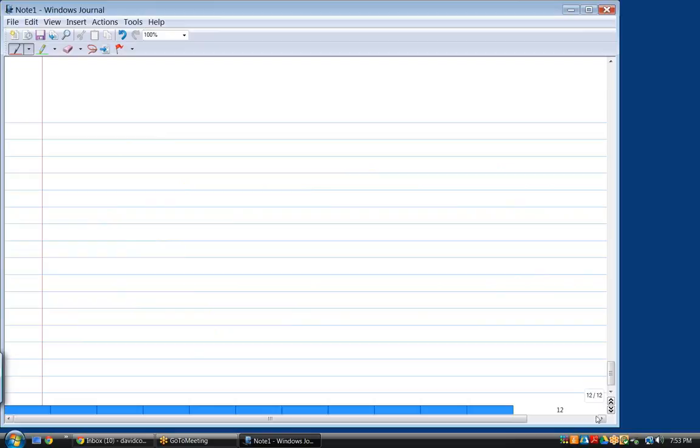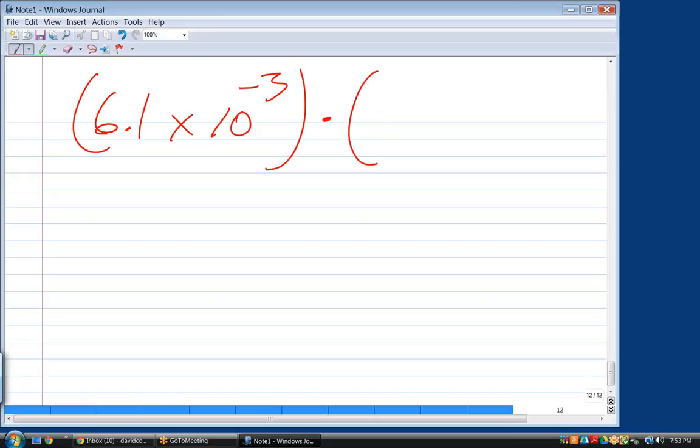This one is, first set of parentheses, 6.1 times 10 to the power of negative 3. And in the next set of parentheses, it's 8 times 10 to the power of 9. Take them one at a time. Take the number part. By the number part, I mean 6.1 and 8. What does that give you?